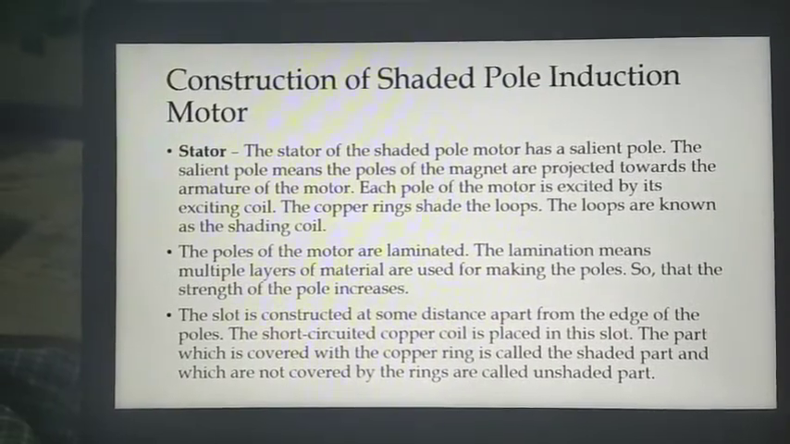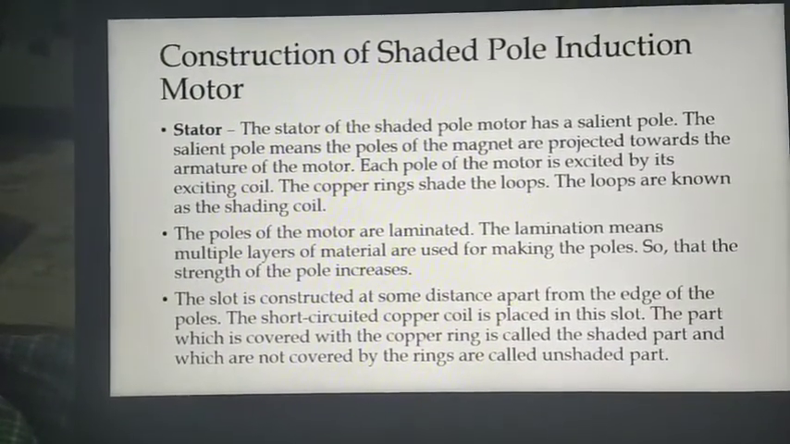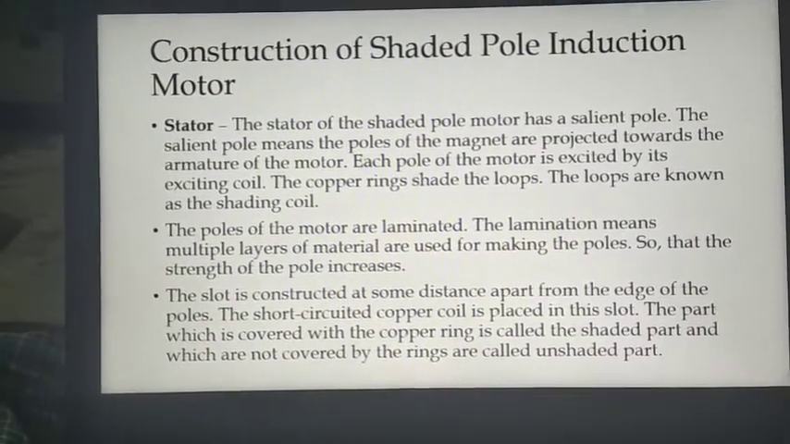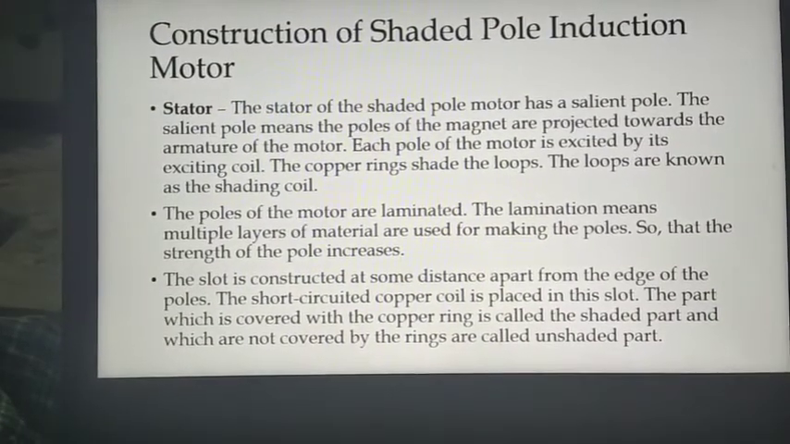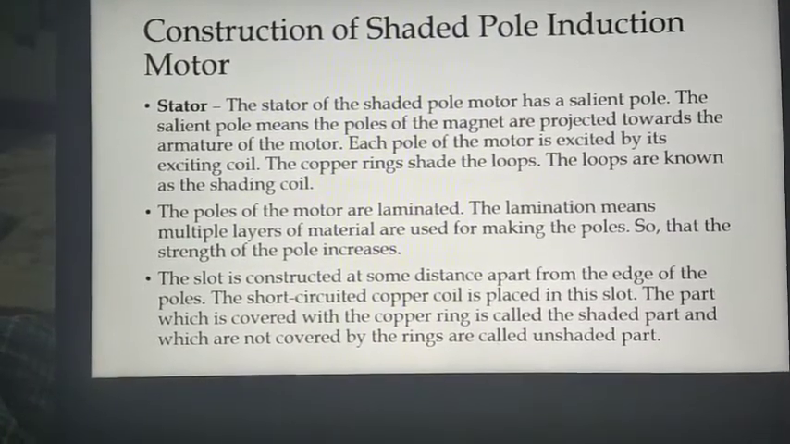The construction has the same stator and rotor. The first one is the stator. The stator of a shaded pole motor has salient poles. We know a salient pole is a projecting pole. The salient pole means the poles of the magnet are projected towards the armature of the motor.